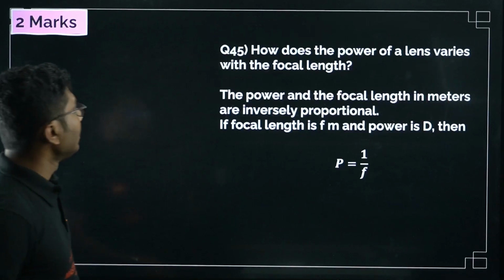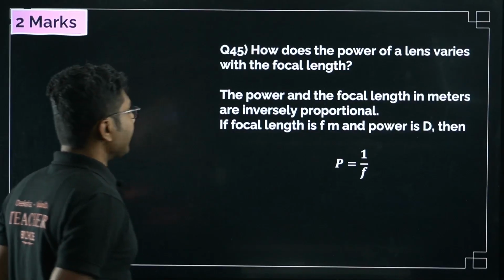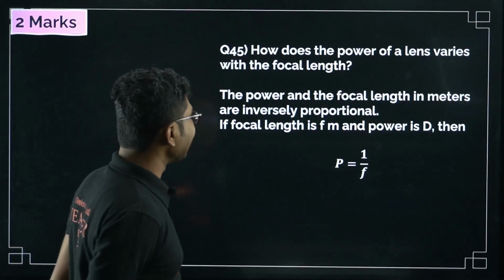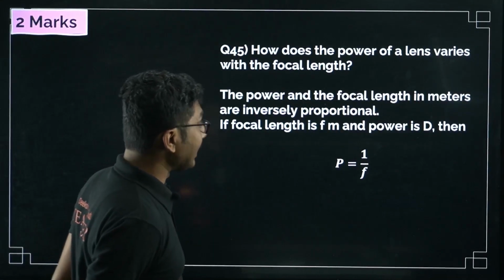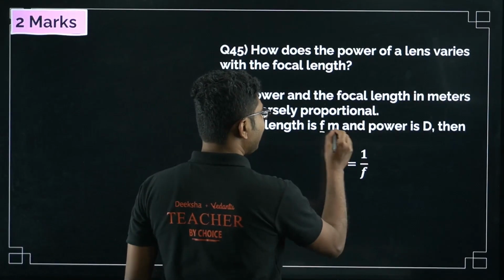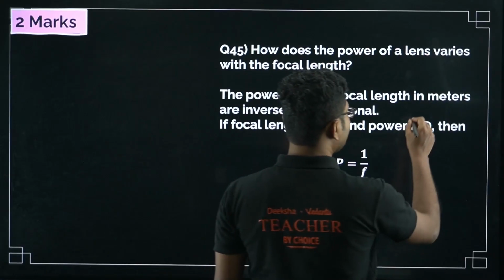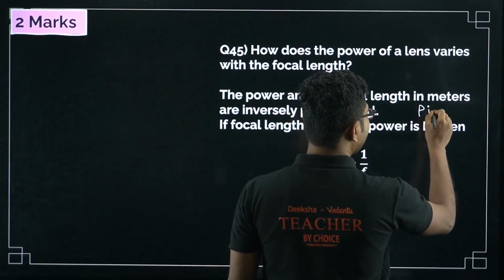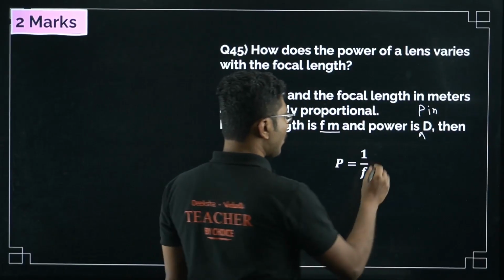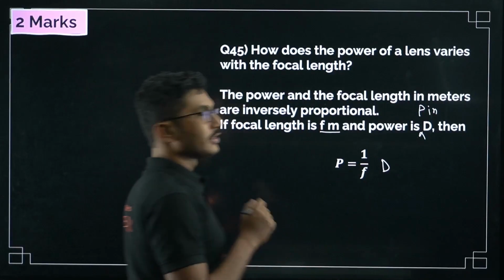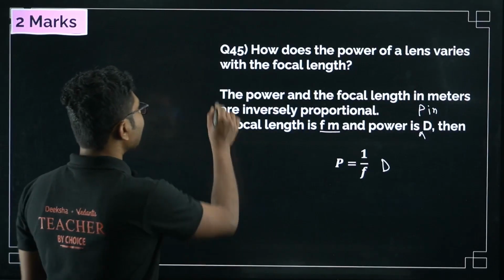Next question. How does the power of a lens vary with focal length? The power and the focal length, with focal length in meters, are inversely proportional. If focal length is f in meters and power is P in D, that is diopter, then P equals 1 by f diopter. This is the relationship. The unit of power is diopter. So this is the answer.